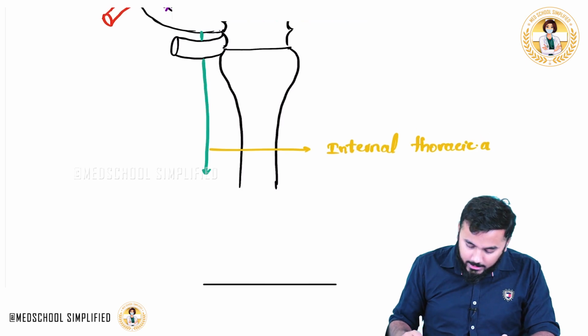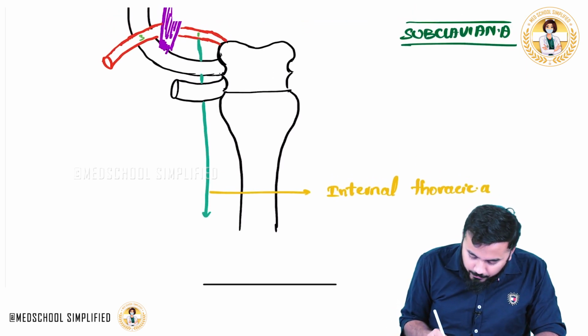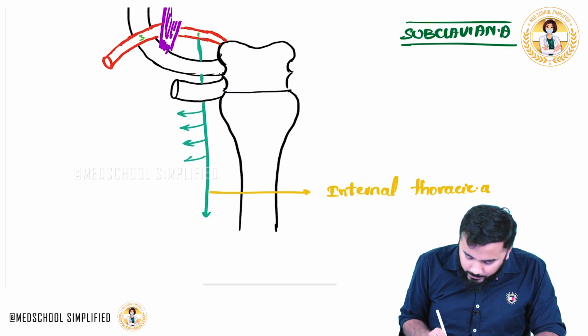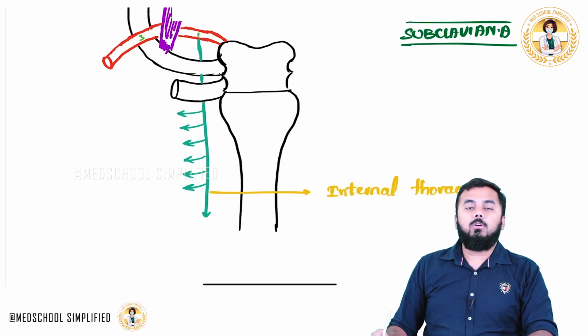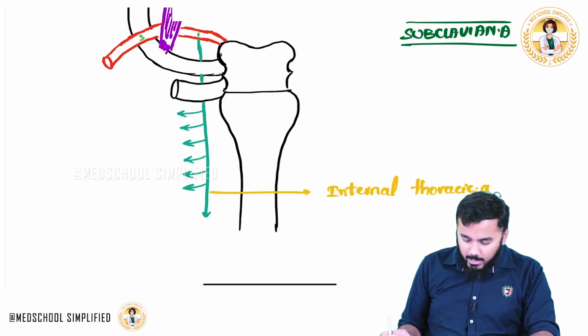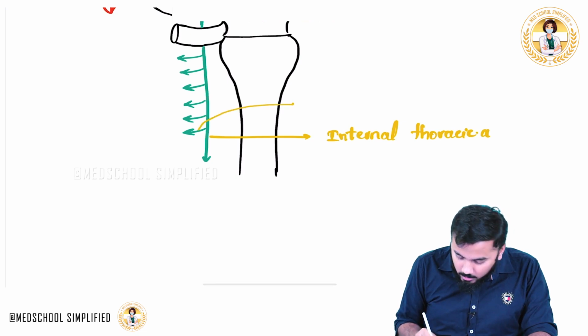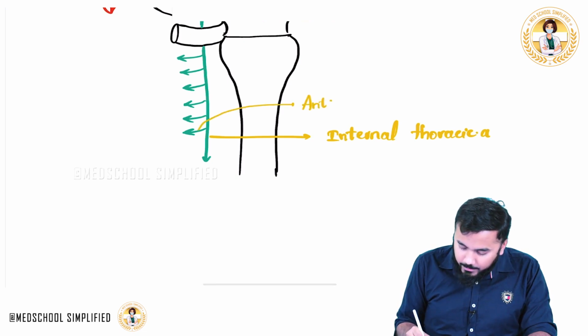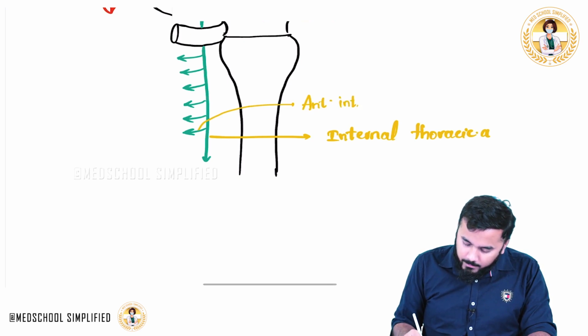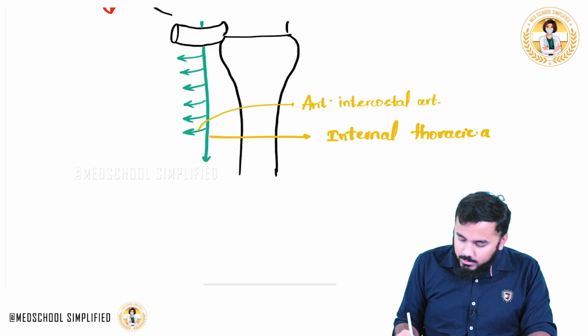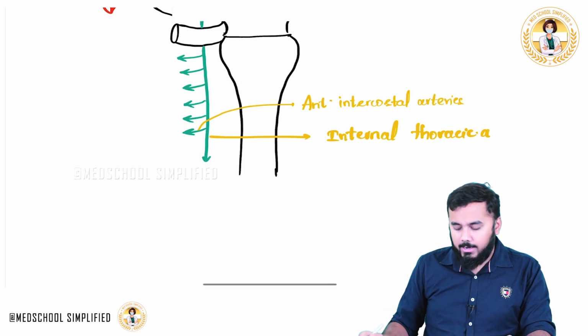Now from this internal thoracic artery you have a few branches coming like this. These are called anterior intercostal arteries. What are these branches called? These branches are called anterior intercostal arteries.